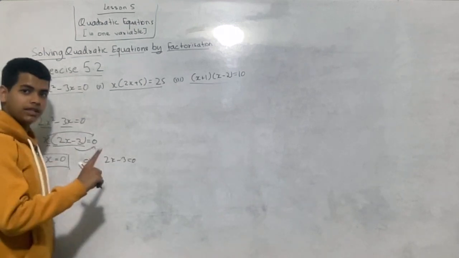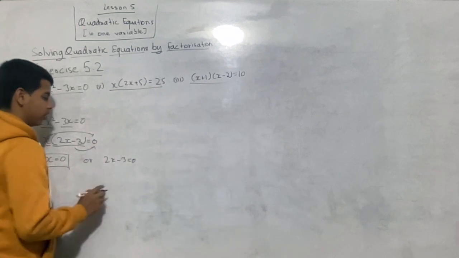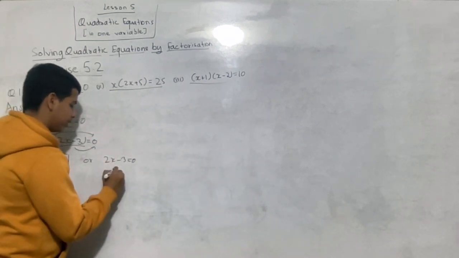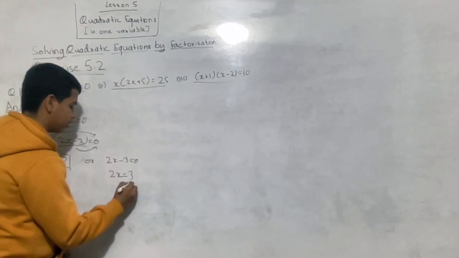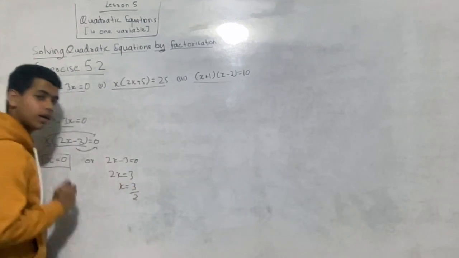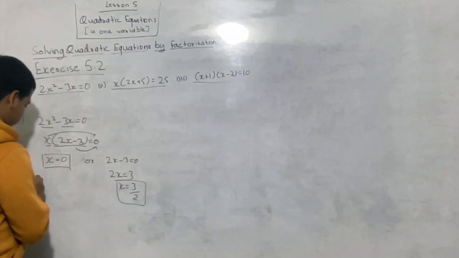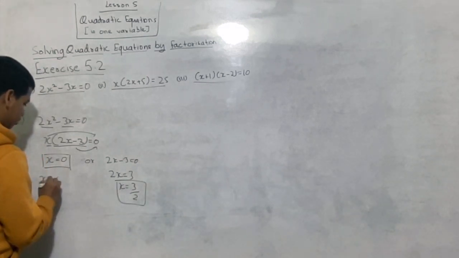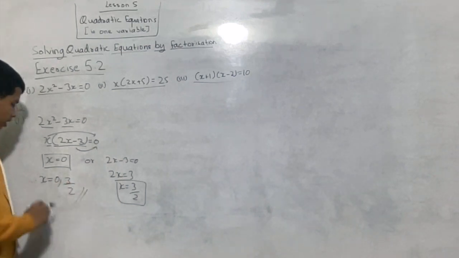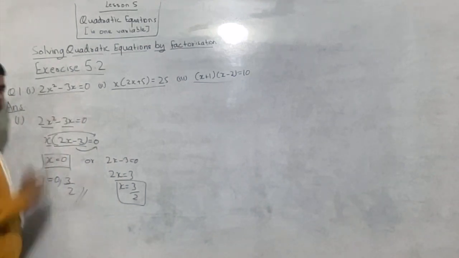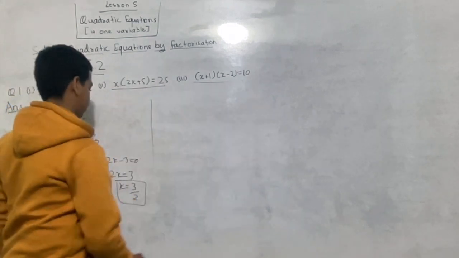We got the first solution of x, and then second is 2x minus 3 is equals to 0. Now we have to solve this. Let's take 3 to the other side. We will get 2x is equals to 3, x is equals to 3 by 2. So we got two values of x, which is x is equals to 0 comma 3 by 2. That's it. We got the two solutions of this equation. Now it's very simple. Now let's try and solve the other questions.